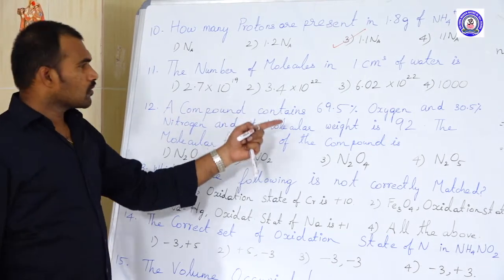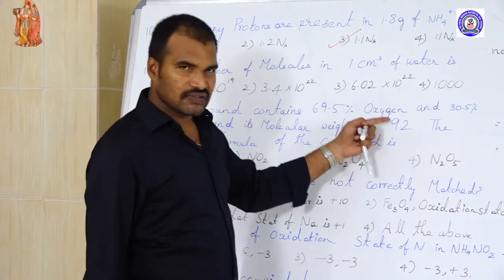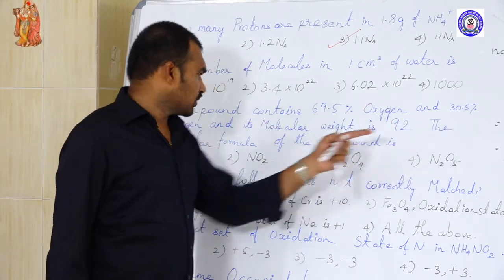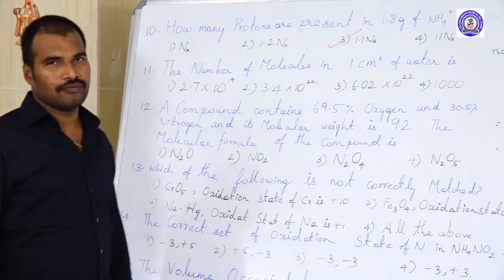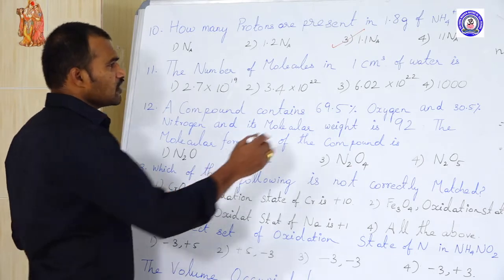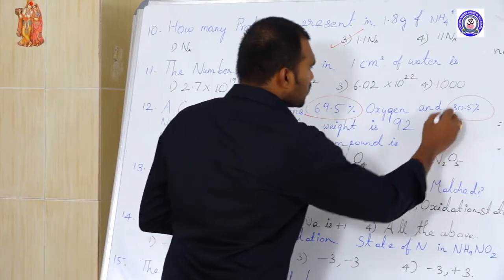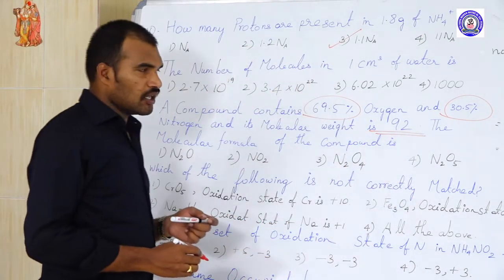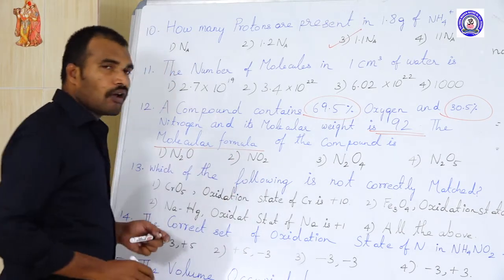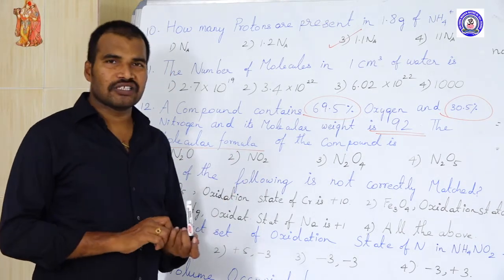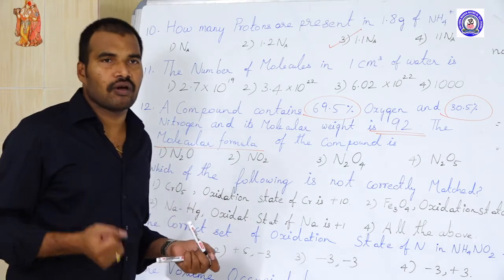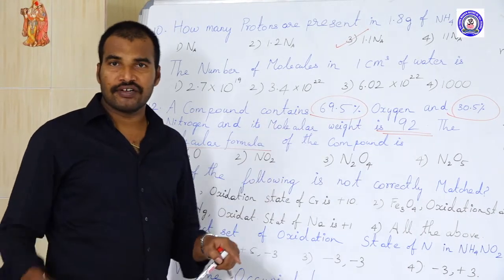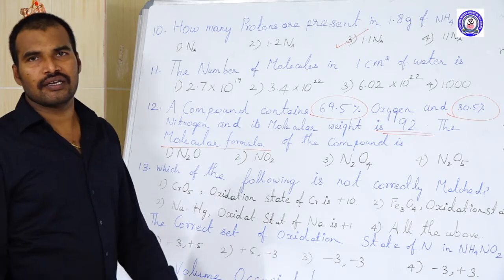Okay. Next, let us move to the next one. A compound contains 69.5% oxygen and 30.5% nitrogen and its molecular weight is 92. Then the molecular formula of the compound. So first of all, he has given the percentage ratio 69.5% oxygen, 30.5% nitrogen, and he has given the molecular weight also, 92. Then he is asking the molecular formula. So first of all you should derive the empirical formula. From the empirical weight, you divide the molecular weight by the empirical weight, you will get the n value. From that you will get the molecular formula easily.